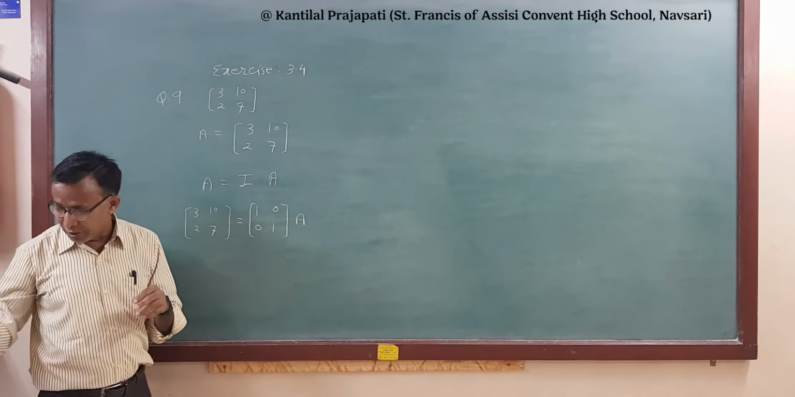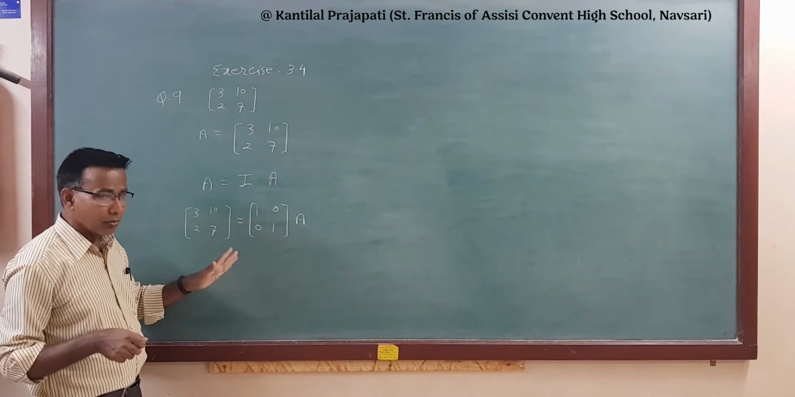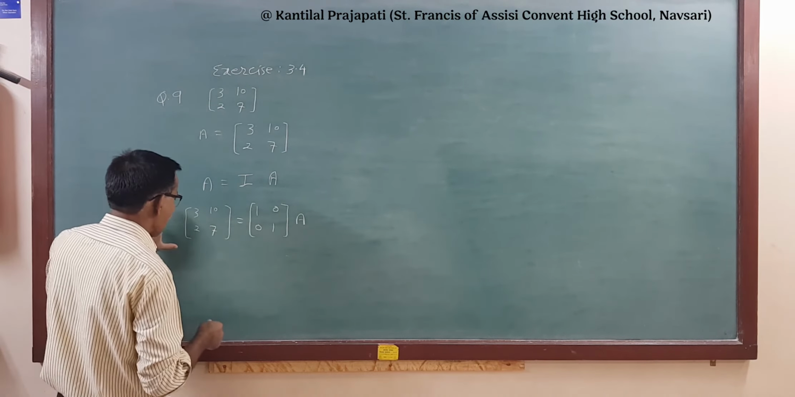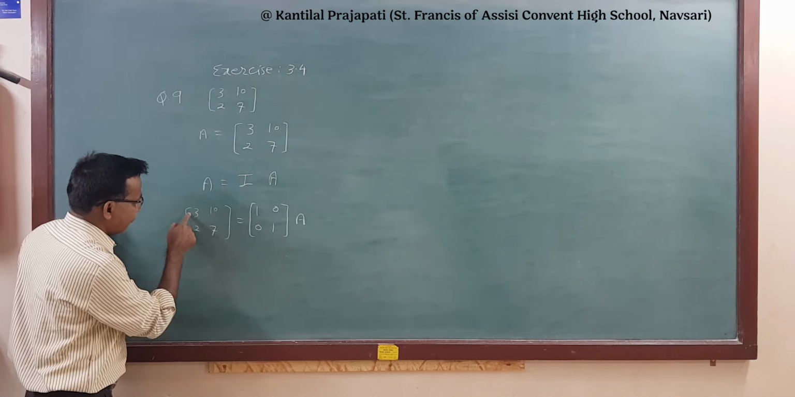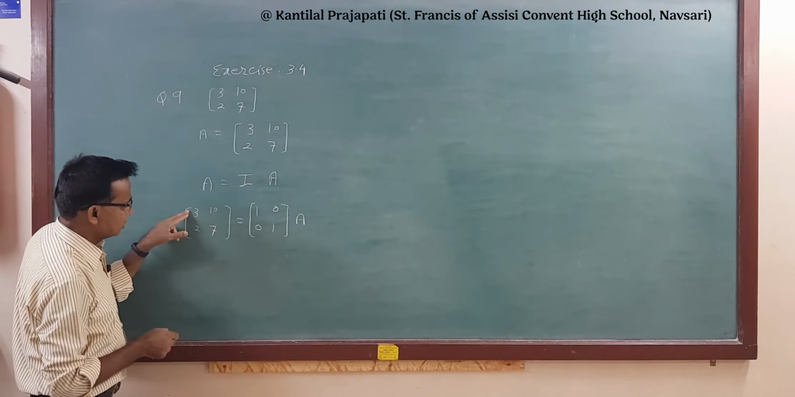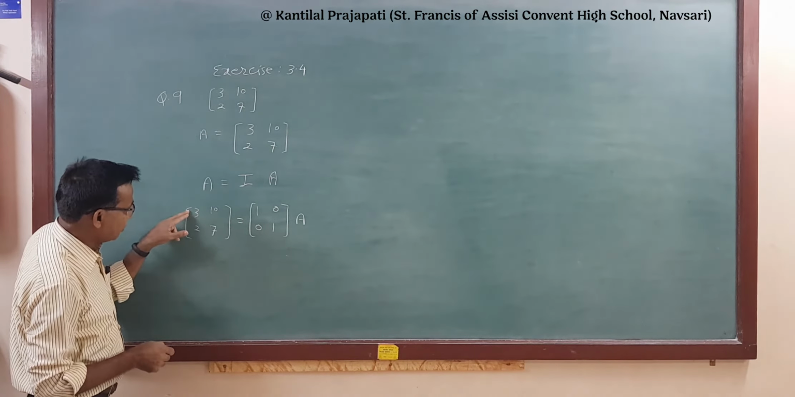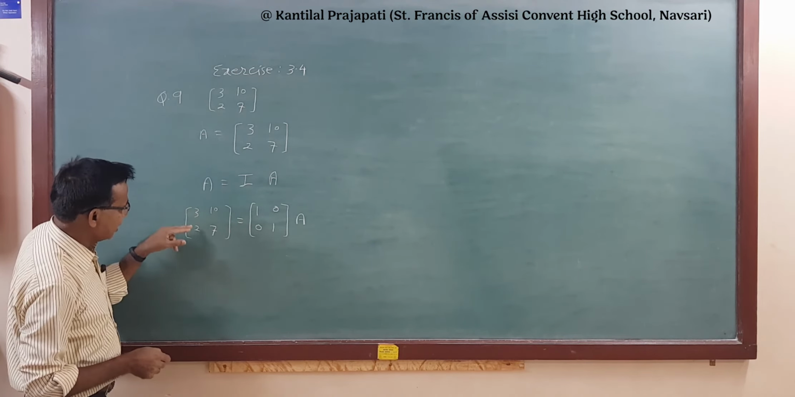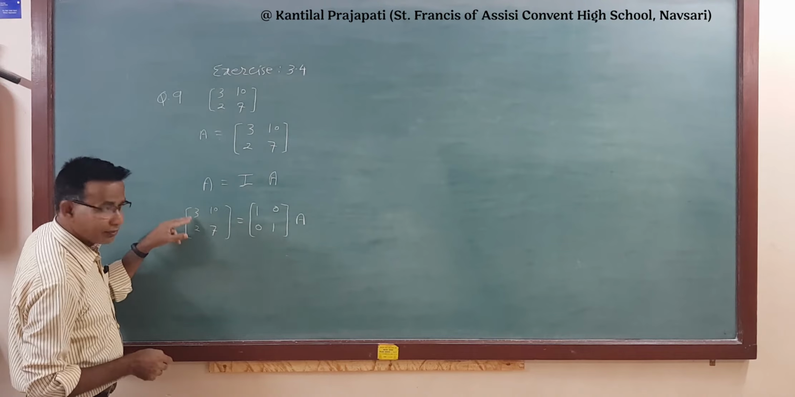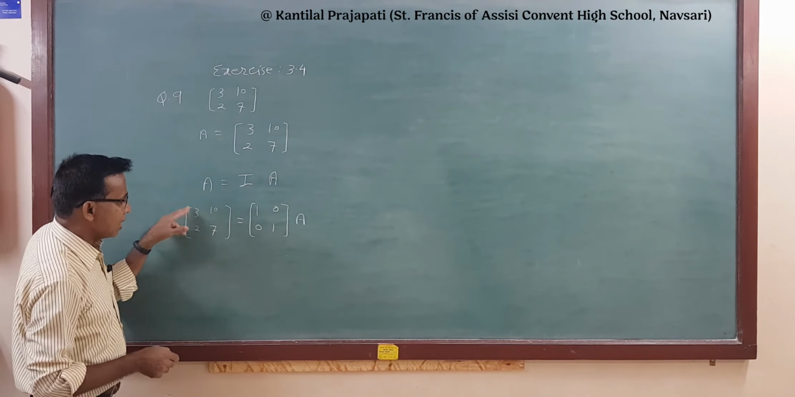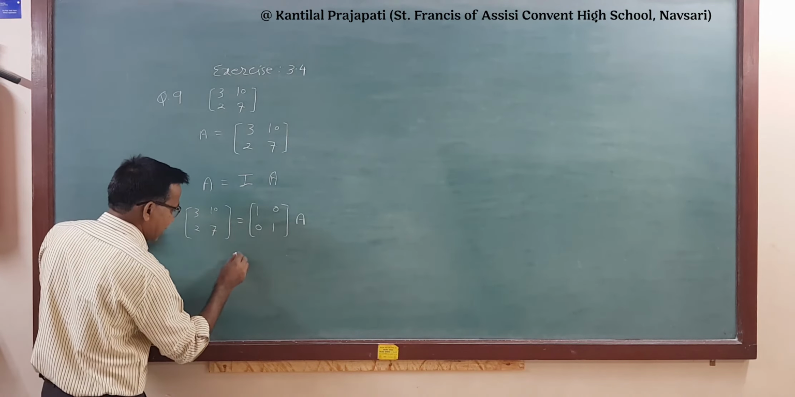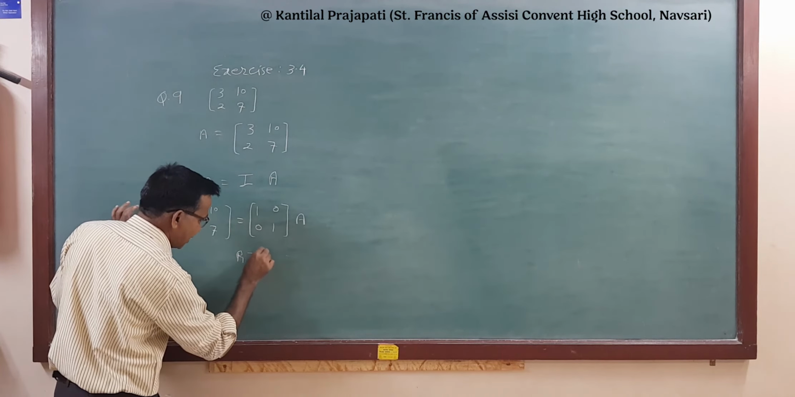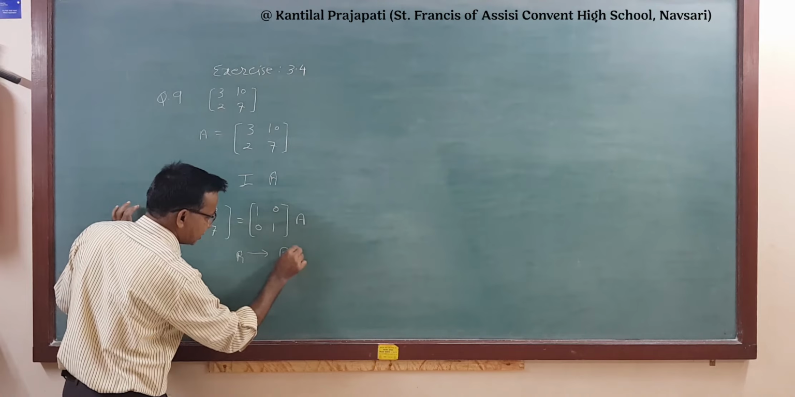We apply the elementary operation by row or column, either one. So see here, what is required? 1 is required in the first row, first column element. It is very easy to get 1 here: 3 minus 2 directly gives 1. So we apply the row elementary operation R1 goes to R1 minus R2.